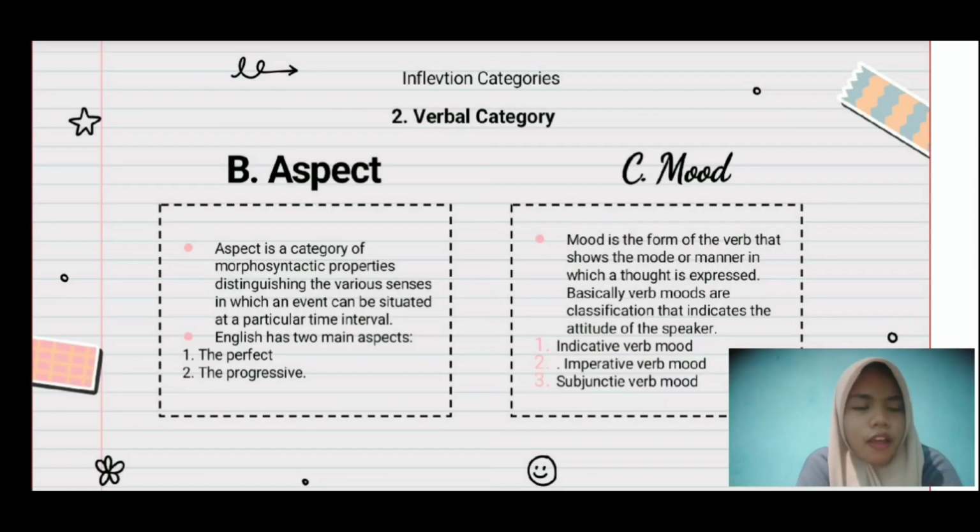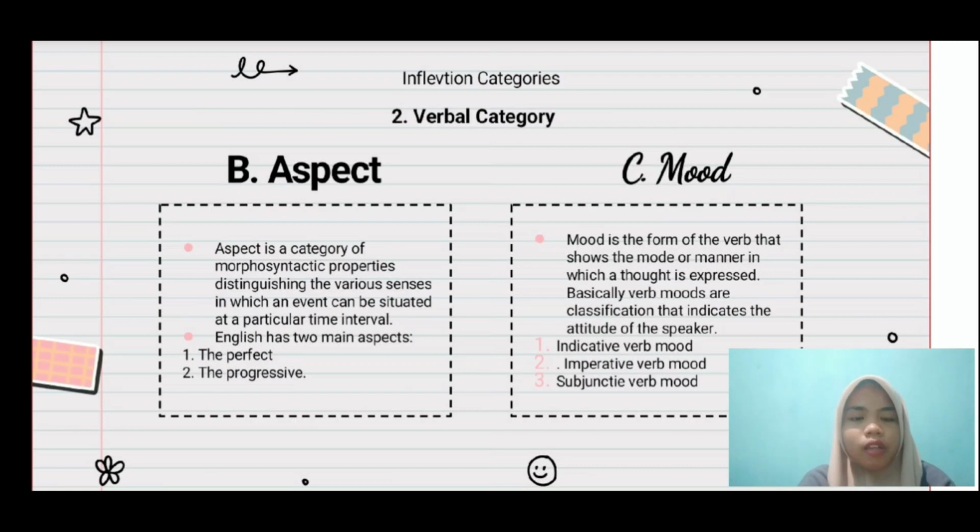B. Aspect. Aspect is a category of morphosyntactic properties distinguishing the various senses in which an event can be situated at a particular time interval. It is a grammatical category which deals with how the event described by a verb is viewed, such as whether it is in progress, habitual, repeated, momentary, and so on. It may be indicated by prefix, suffix, or another change to the verb, or by an auxiliary verb in English.